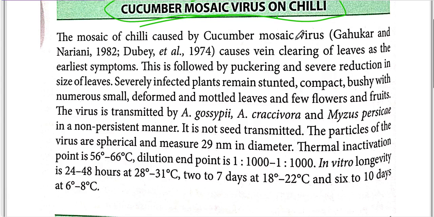Severely infected plants remain stunted, compact, bushy, with numerous small, deformed, and mottled leaves and few flowers and fruits. The virus is transmitted by Aphis gossypii, Aphis craccivora, and Myzus persicae in a non-persistent manner. It is not seed transmitted.